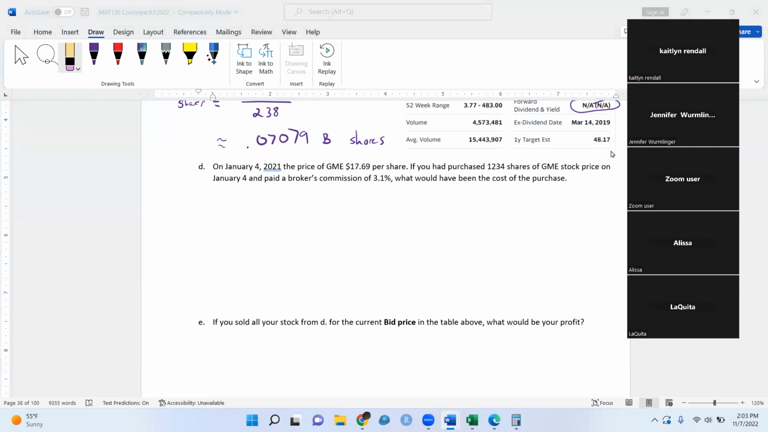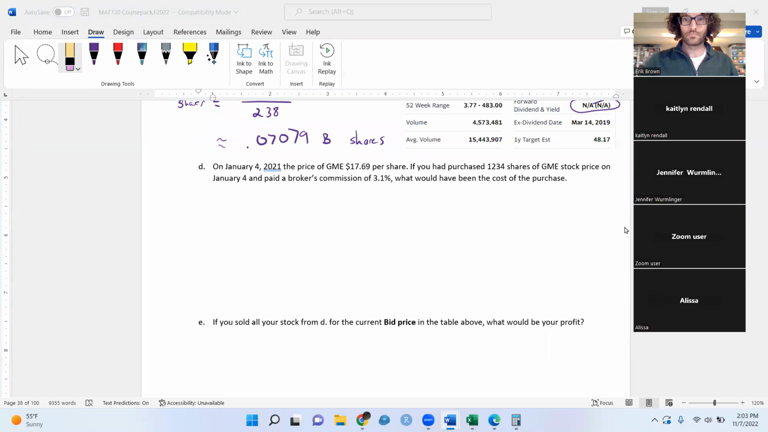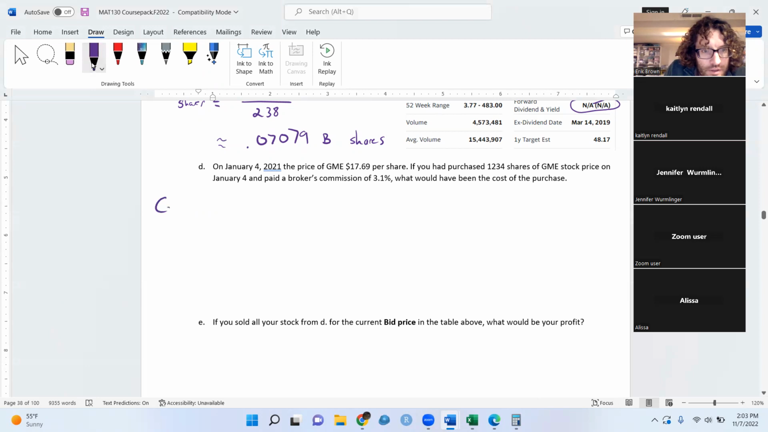How's everyone else doing? You all done with D then? And E? Okay. I'm going to start this. Our goal here is cost. Okay, nice. So I'm going to show you a different way to calculate it. Maybe you thought of it.